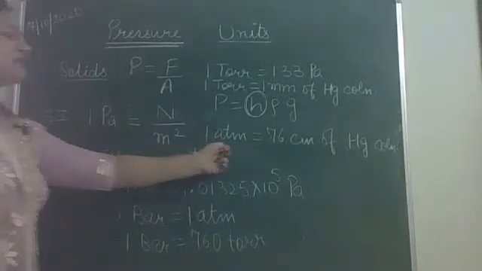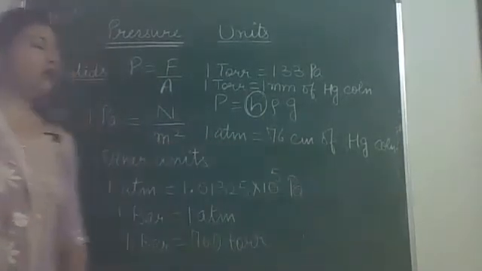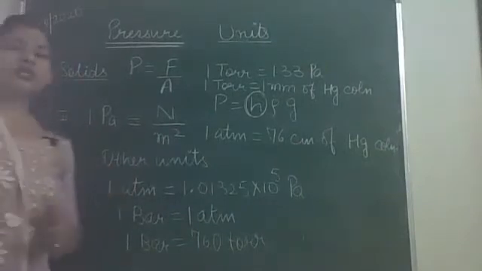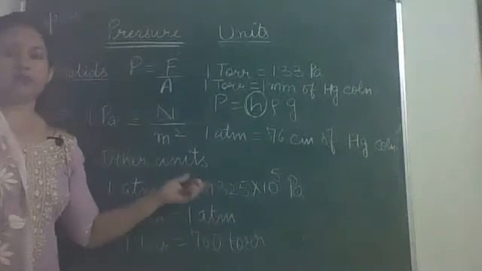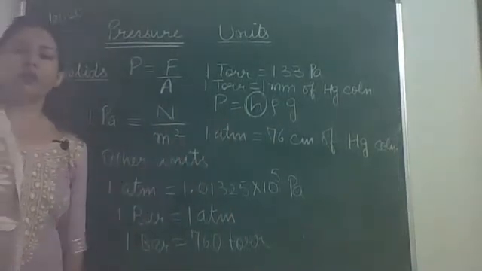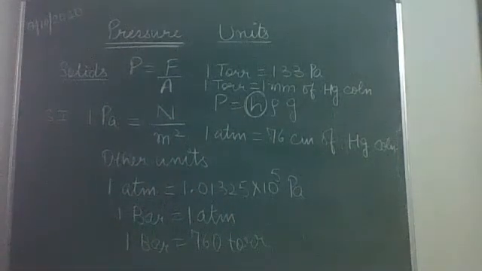So 1 atmospheric pressure is 76 centimeter of mercury column. All these are units of pressure: bar, torr, Pascal, then length of mercury column. So look at these units very carefully.